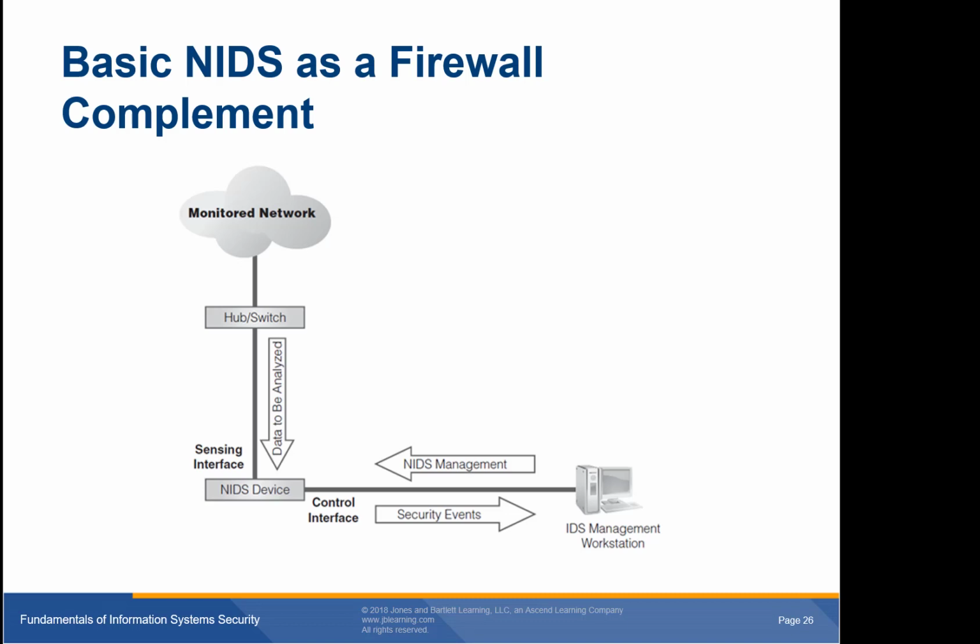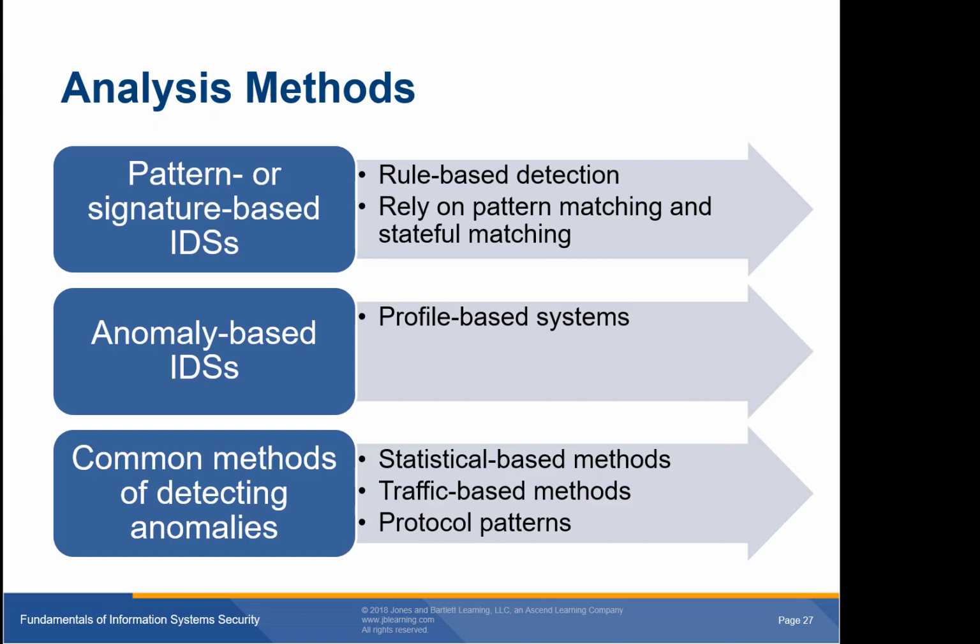Ideally, the IDS will not be detectable from the network. That means attackers will not be able to determine where the IDS is positioned on the network. The administration port on the IDS is not accessible from the network, which prevents an attacker from altering the configuration of the IDS.